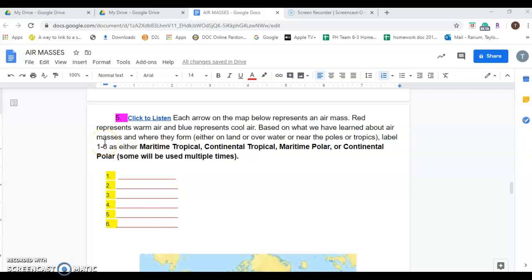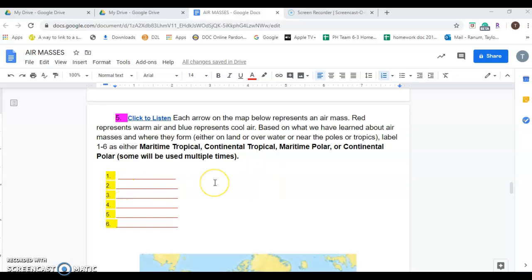So number 5. Each arrow on the map below represents an air mass. Red represents warm air and blue represents cool air. Based on what we've learned about air masses and where they form, either on land or over water, near the poles or near the tropics, label 1 through 6 as either maritime tropical, continental tropical, maritime polar, or continental polar. Some of these are going to be used multiple times.